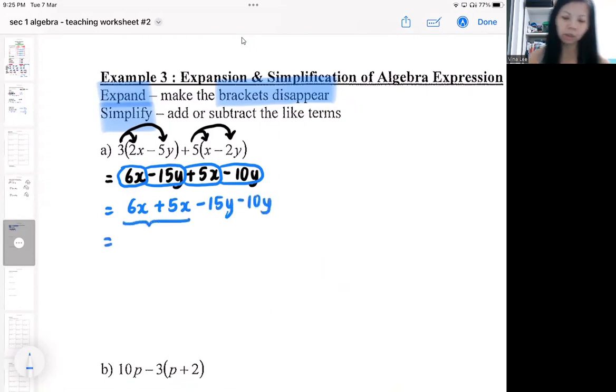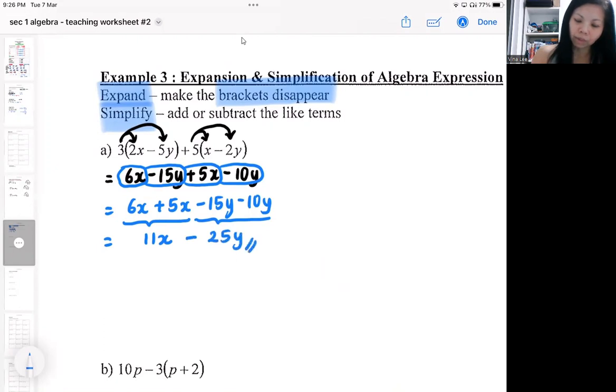So the X family, 6x plus 5x. You can punch calculator, 6 plus 5. So that will give you 11x. For the Y family, you got a minus 15, minus 10. It's not multiplying, you are just adding them. So minus 15 with another minus 10, that gives you a minus 25y. So that's my final answer.